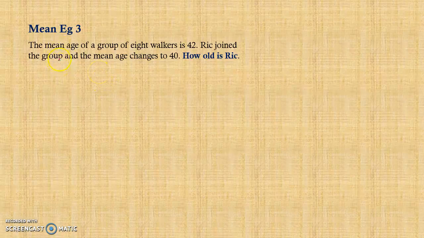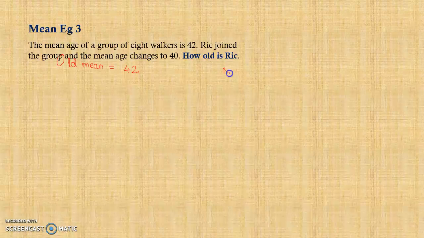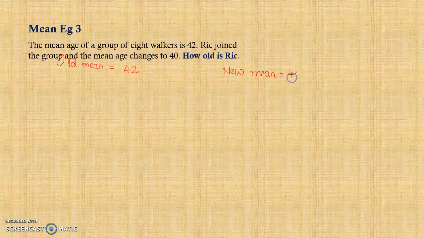Let us analyze the data as old mean. So the old mean is given to be equal to 42. And then after Rick joins the group, we have a new mean. New mean, which is 40.